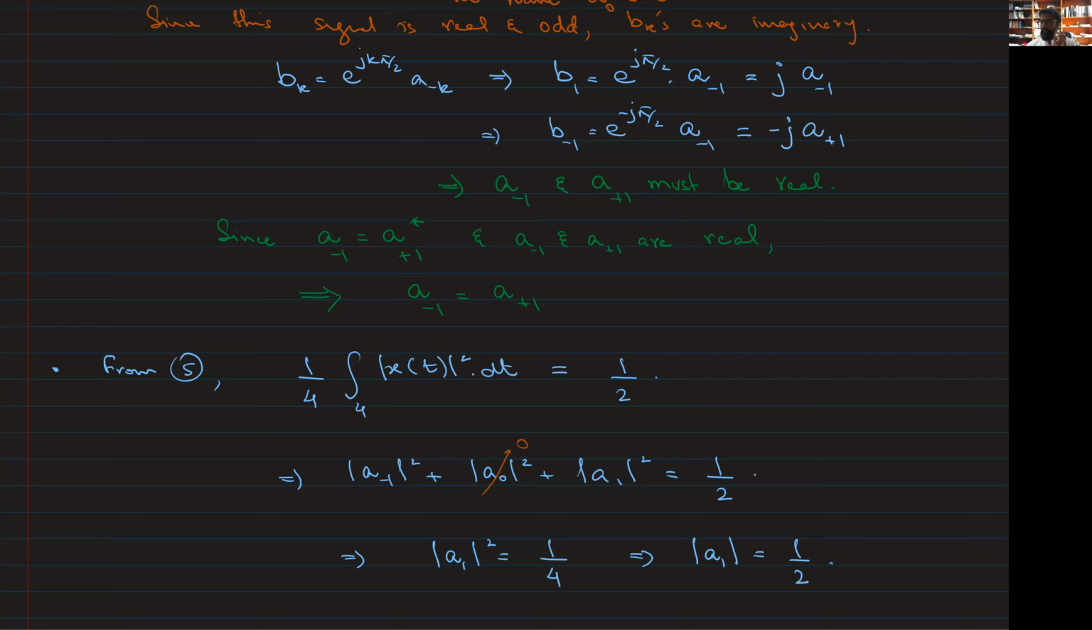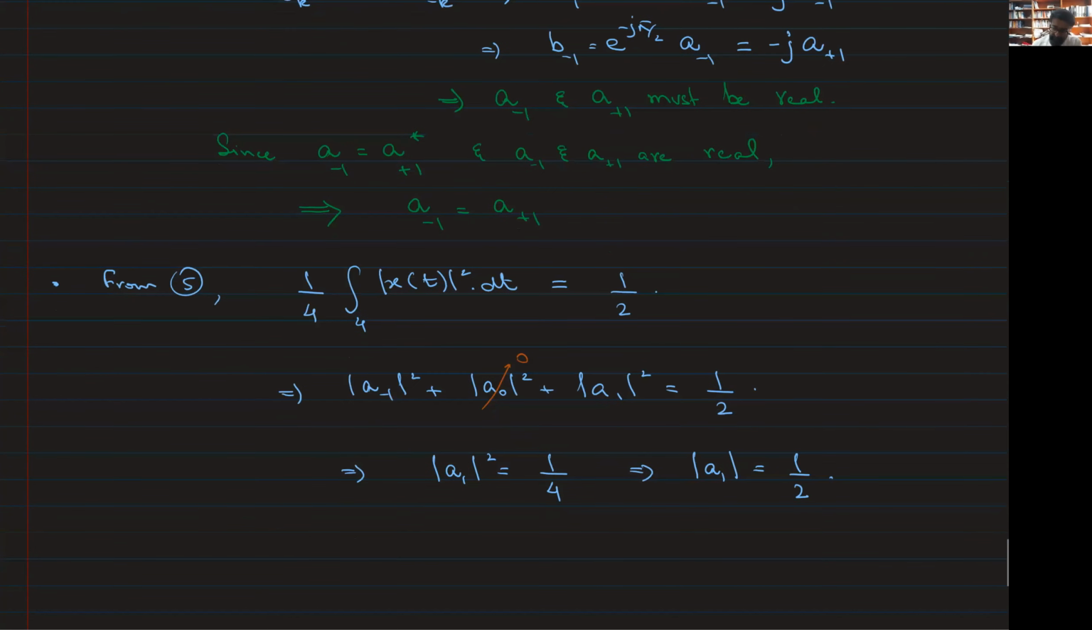If the absolute value of A1 is half, I don't know exactly what A1 is, but I know that it's real, for sure. So if it's real, it would be either plus half, as Hassan suggests, or minus half. So that's an ambiguity that I'm always going to be left with.